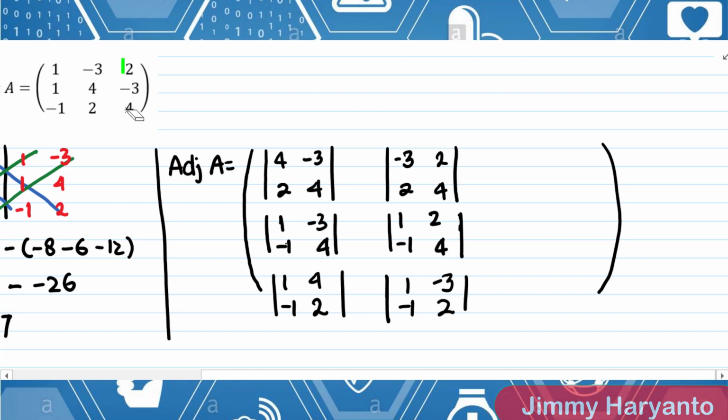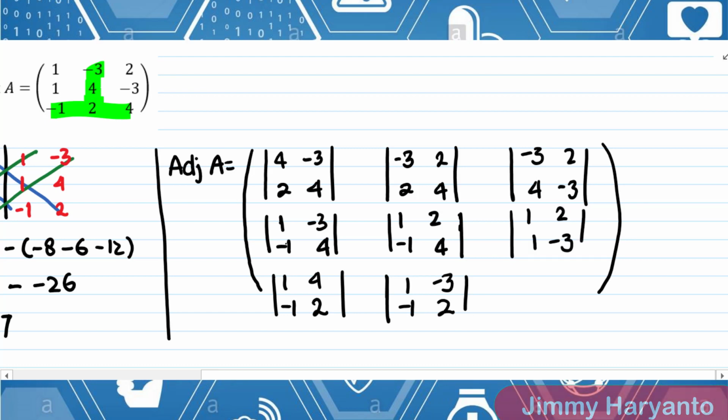And then after that, geser lagi ke bawah. We have negative 1. Kayak gini. You will get negative 3, 2, 4, negative 3. And then geser lagi ke sebelah kanannya. Kita punya 1, 2, 1, min 3. And then kita geser lagi ke kanannya. Kita punya yang terakhir. Itu adalah 1, negative 3, 1, and 4.